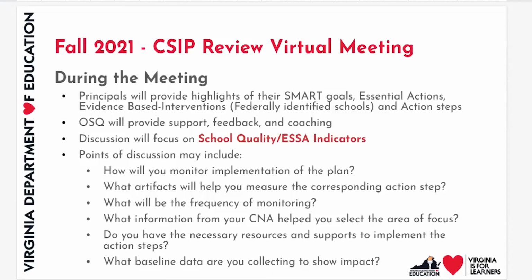We did list here some potential points of discussion. This is just so you're aware of what things we might ask based on how the conversation's going. So some things we might talk about in that 30 minutes is, how will you monitor implementation of the plan? You've got all these action steps and your essential action. How are you going to monitor that you're doing what the plan says? We talked about what artifacts you are going to use to show that you've met each action step. What's the frequency of monitoring? So we might ask, how often is your CSIP team meeting? And when are you doing these checkpoints on that data to make sure that the plan is being implemented?